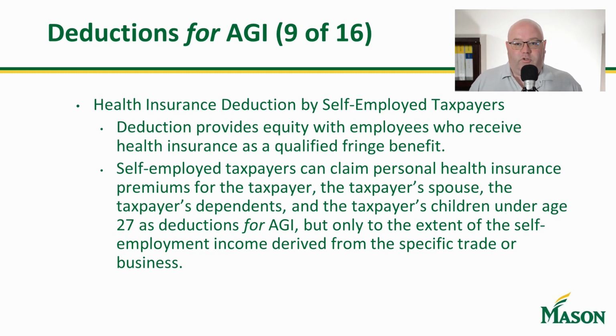So self-employed taxpayers can claim personal health insurance premiums for the taxpayer's spouse and the taxpayer's dependents if they're under the age of 27, but only to the extent that business income is derived from the specific trade or business. So if the business loses money, you don't get a deduction off of it. And so what ends up happening is we'll put that on Schedule A so that it can actually go as a deduction against any other income that they might have.